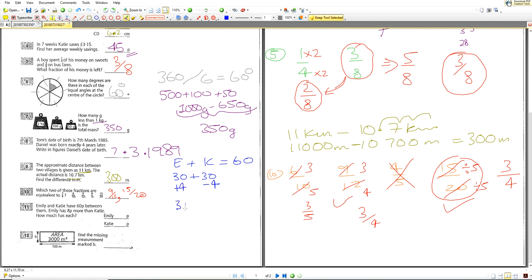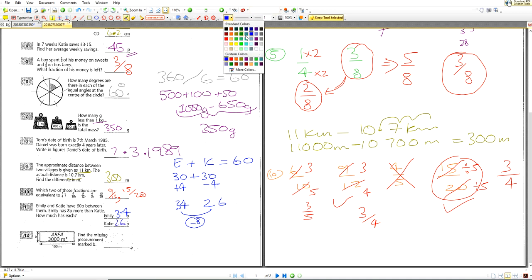Let's see what happens now. That gives you 34. That gives you 26. And if you look, the difference is 8. There's a difference of 8 between them. And that's how you work out a difference of 8. You don't take 8 and add 8. That'll give you a difference of 16. So to get a difference of 8, you've got to half the difference and take that much and add that much. And that's the secret of these type of questions. Okay, Emily will get 34p and Katie will get 26p.